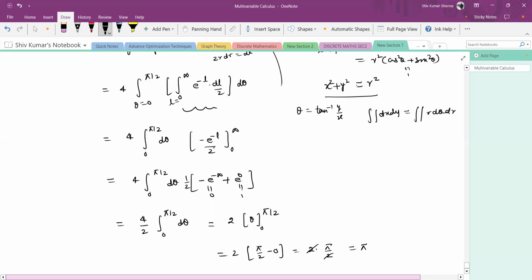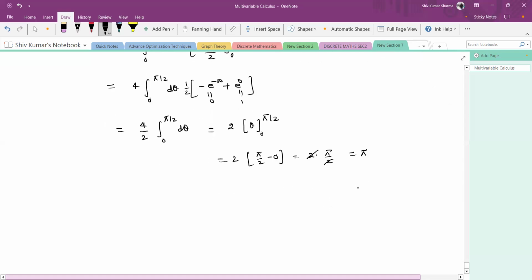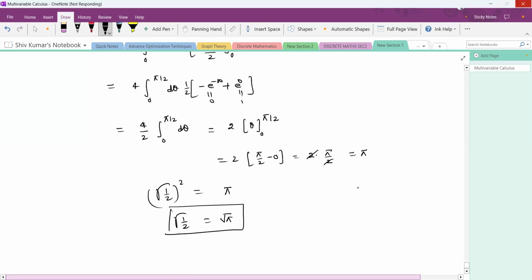So the LHS part, gamma 1 by 2 to the whole square, is equal to pi. Then we can write this as root pi. So the value of gamma 1 by 2 equals root pi.